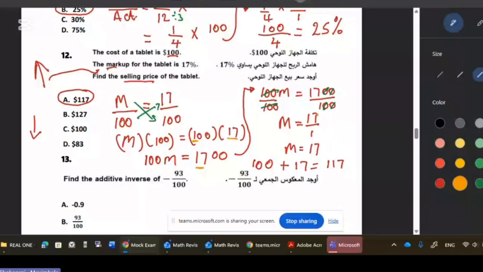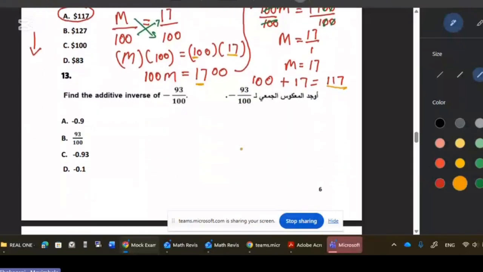How many ones in 17? They are 17. Then, because it's a markup, we add this 17 onto this 100, which was the price for the tablet. So now the selling price is 100 plus 17, which is going to give us 117, which is the total price for this tablet now. I hope it makes sense, but if not, always go back and look at the video as well.